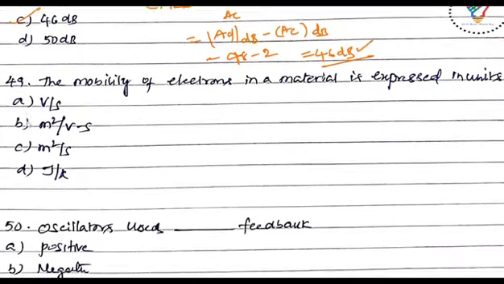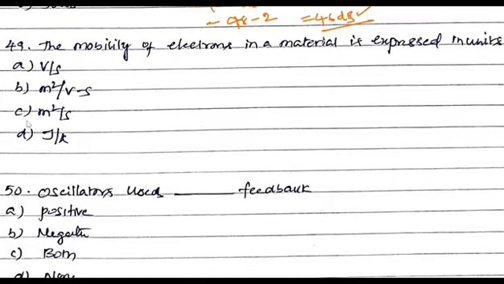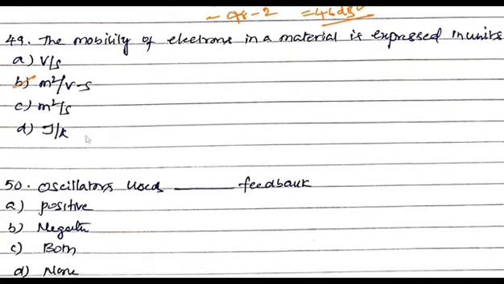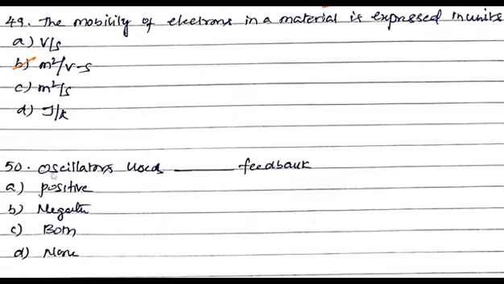Next one. The mobility of electrons in a material is expressed in units of meter square per volt second. Okay. Next one. Oscillators use dash feedback. Oscillators use positive feedback, where the gain increases and the remaining things decrease in case of oscillators.